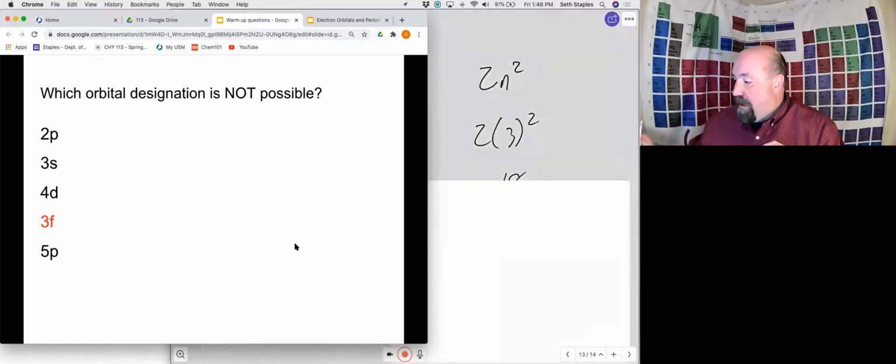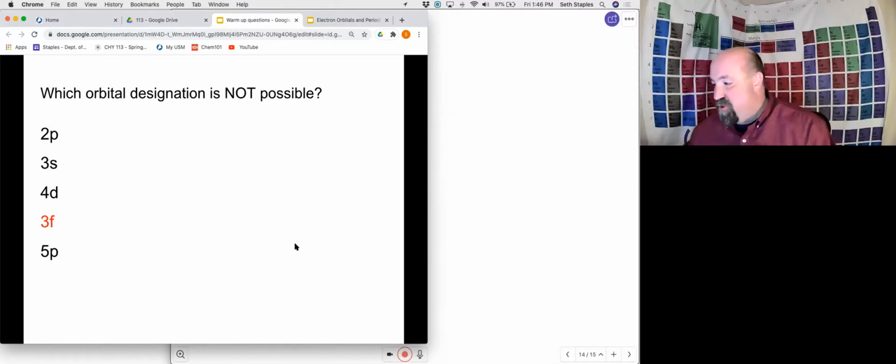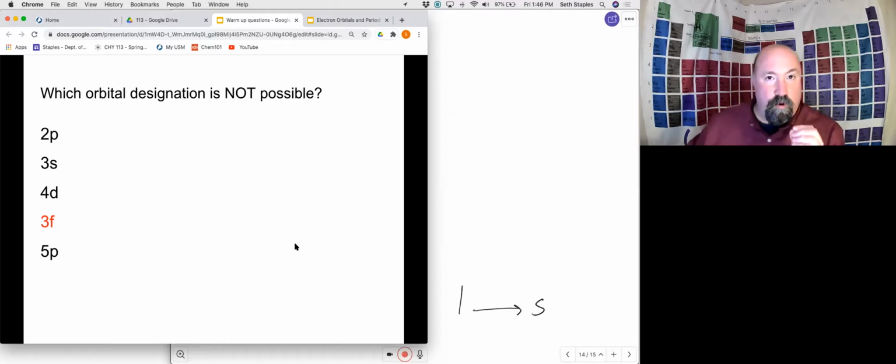What you have to remember here is that each Bohr shell splits into different sublevels. The first Bohr shell only has an S sublevel. So if we're talking about Bohr shell 1, we would only be able to have a 1s. We wouldn't be able to have a 1p or a 1d, anything like that. Those sublevels do not exist in the first Bohr shell. The only sublevel that exists in the first Bohr shell is S.